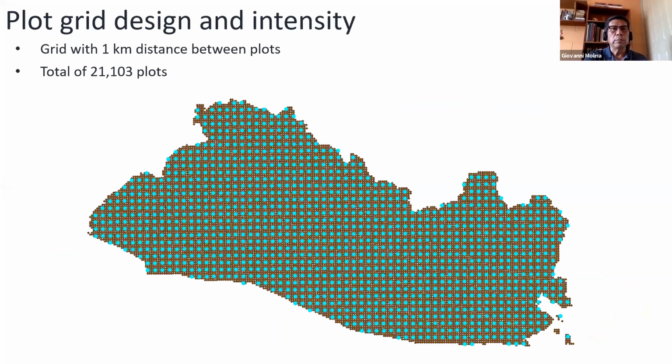We made a plot grid for the whole country, using this grid with a distance of 1 kilometer. We have a total of 21,103 plots with 25 points each. The period analyzed was from 2001 to 2018, divided into two periods, 2001 to 2011, and 2011 to 2018. The main objectives are to calculate the deforestation rate, input for the elaboration of the forest reference level, calculation of the CO2 emission, to contribute information to greenhouse gas inventories from El Salvador, and a monitoring tool for restoration.